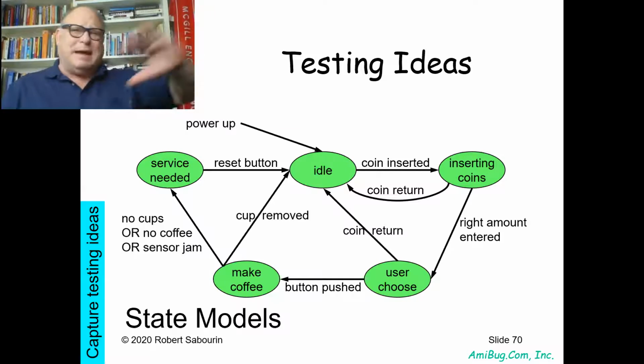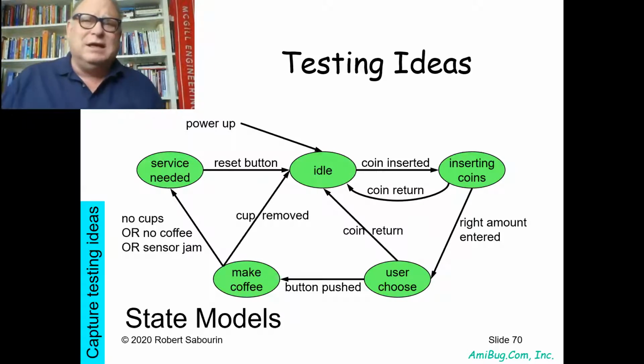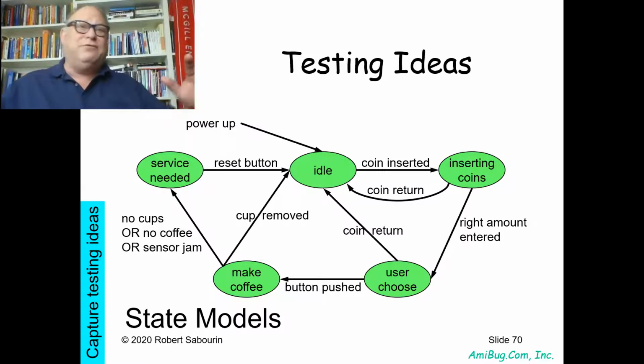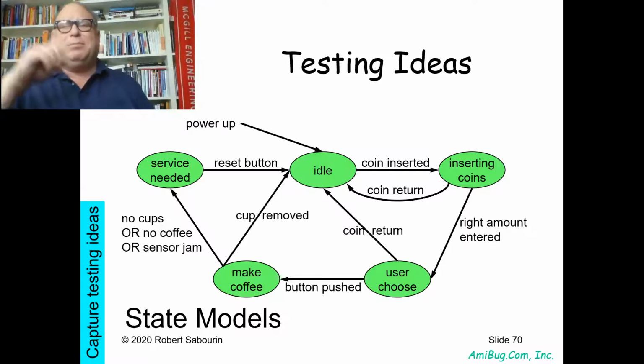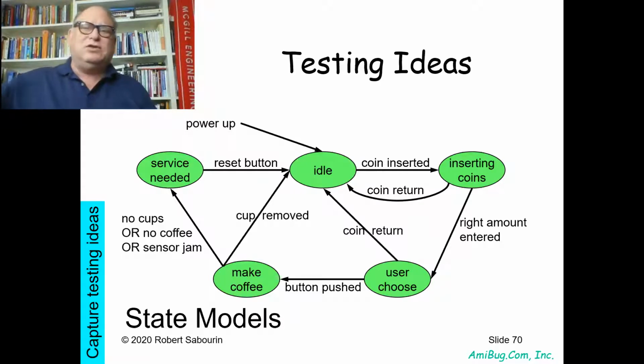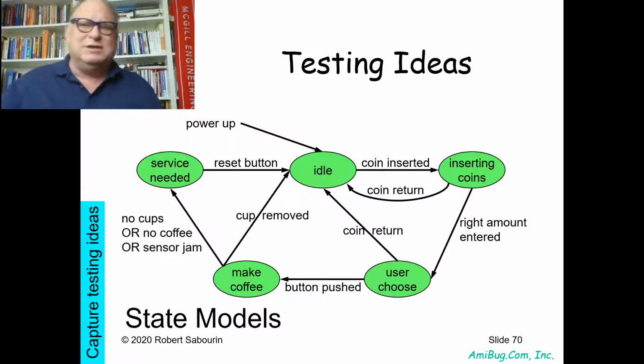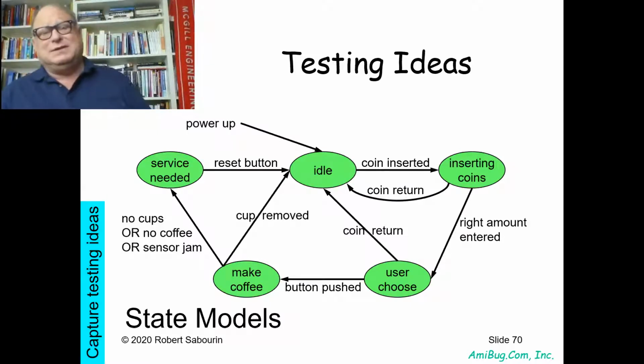So the device is powered down, it's in some sort of a null state, then we power it up and it goes to an idle state. Now an idle state is waiting for an event, waiting for something to happen. If you start putting coins into it, it goes into the inserting coins state. And it stays in the inserting coins state until you enter the right amount, and then it goes to a choose coffee state. Once you're in the user choose state, if you find a type of coffee you like, you press the button, it goes into the make coffee state. If you're in the user choose state and you say, no, sorry, I want to cancel the transaction, it'll give you your money back and put you back in the idle state, or so it should.